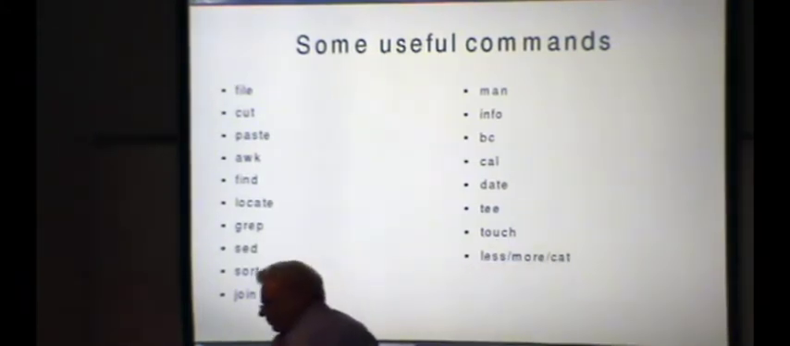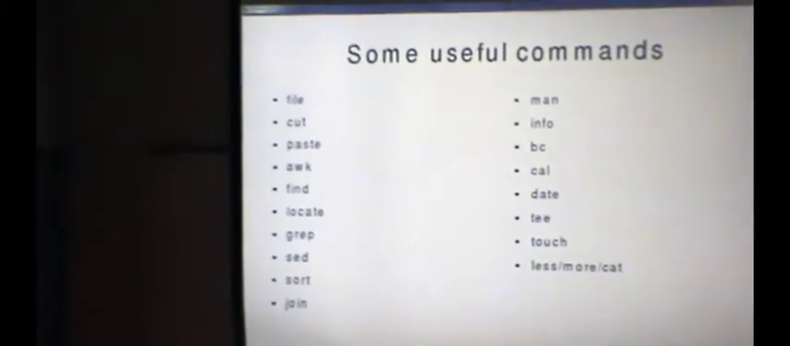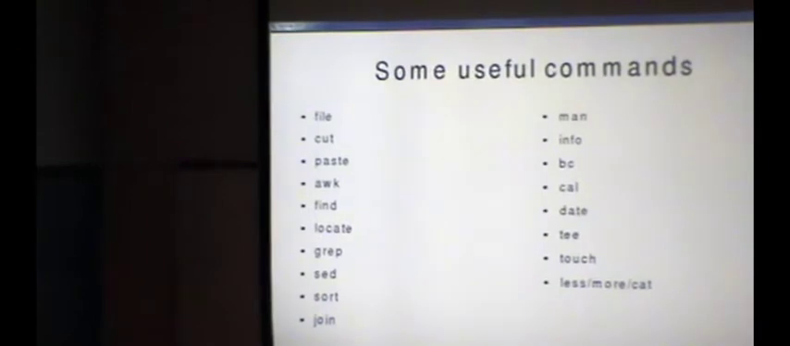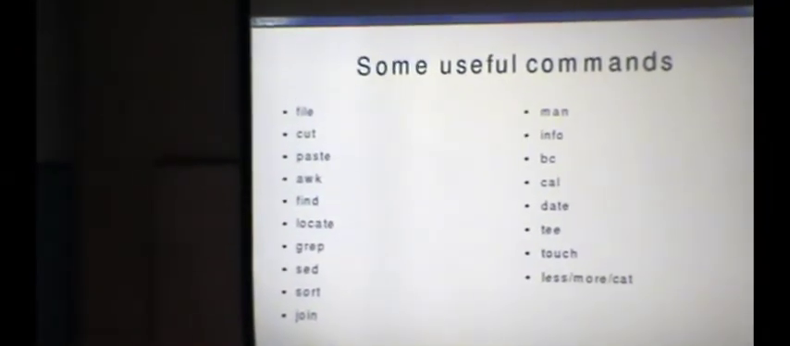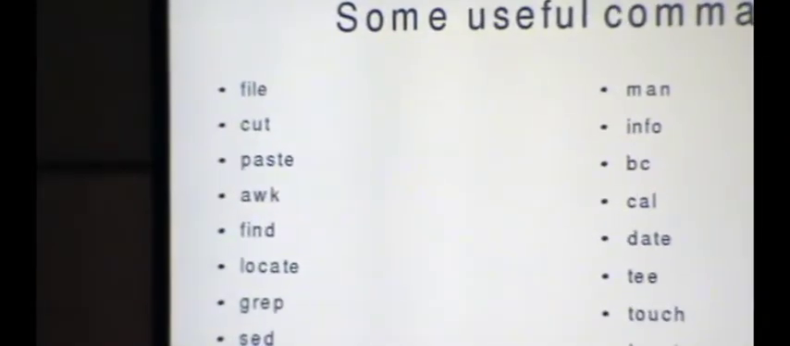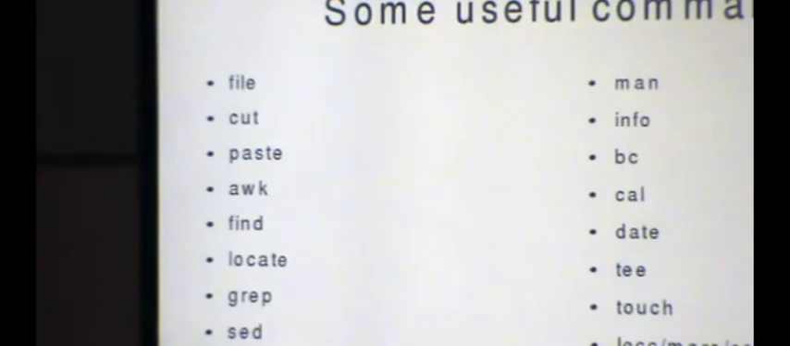File. File will look at the file and give us a description of what the file contains. It will not look at the name of the file, rather it'll look at the contents. It is not fooled by the file name. So you can take a file, give it any funny name you want, and if it was, say, a graphics file, it'll say it's a graphics file.